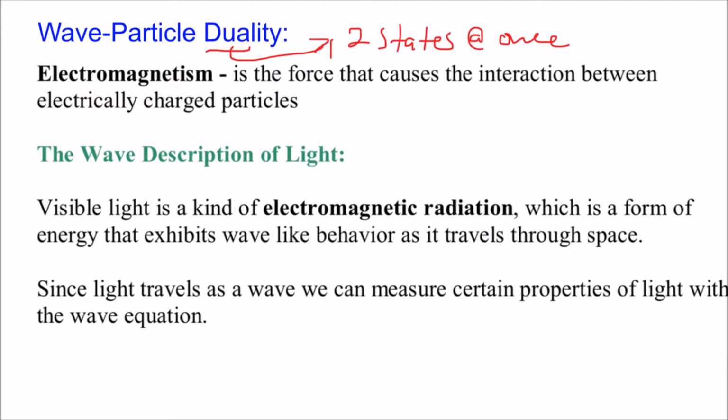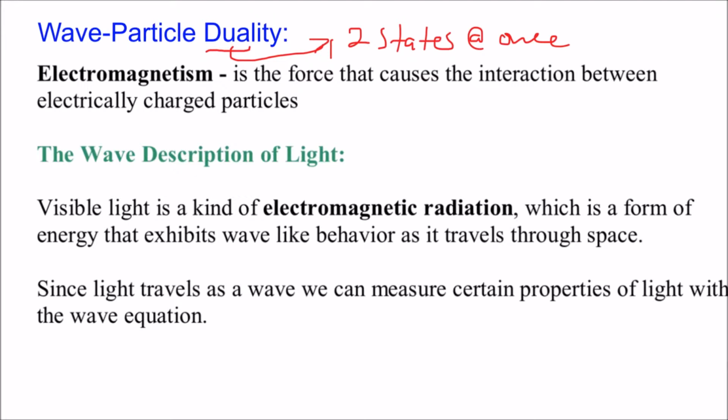Okay, we're going to talk about electromagnetism real quick. That's a force that causes an interaction between electrically charged particles. It's one of the four fundamental forces of physics, which you'll learn about when you take physics. Electricity and magnets are really the same thing. They're two halves of the same coin. And the electromagnetic force is what causes positive things to be attracted to negative things. Okay? And it's what causes the north pole of a magnet to be attracted to the south pole of another magnet.